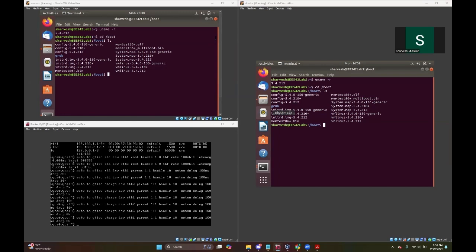Okay. Now we'll look into the demonstration part of this video. In this part, we have already created our new kernel, and the new kernel is installed within our virtual machines. So here we can see that the changed virtual machine version is 5.4.212. Initially, it had 5.4.0.150, and now we have changed it to this kernel version.